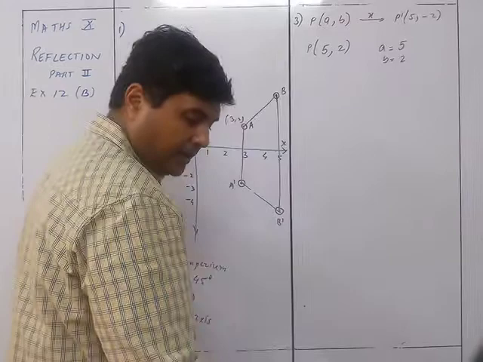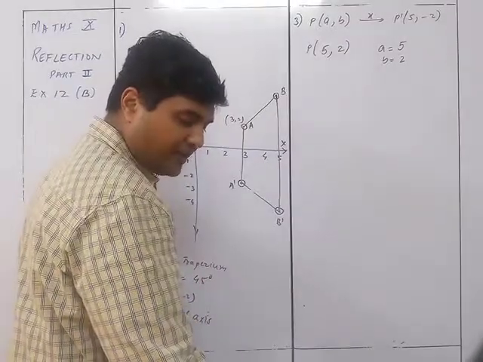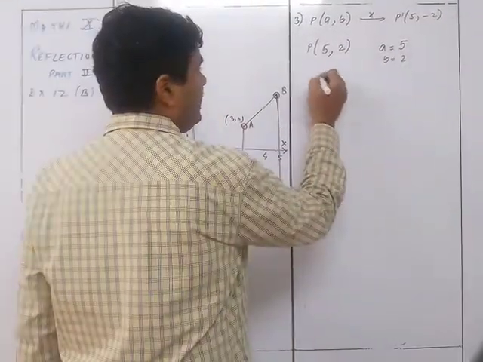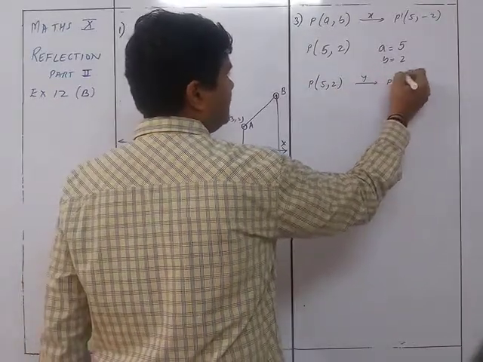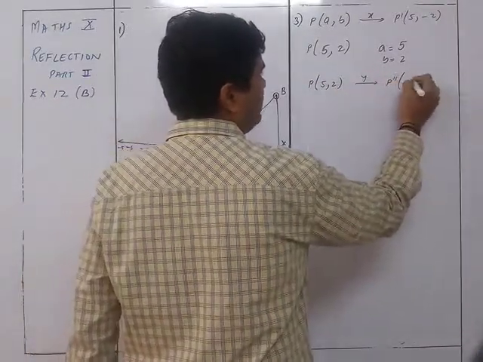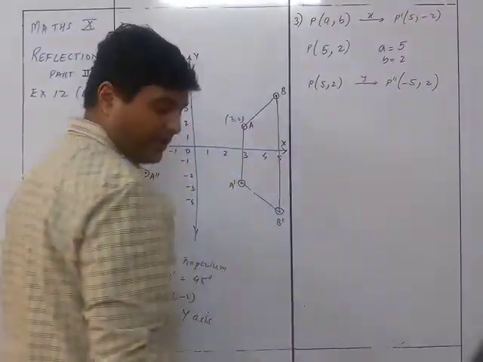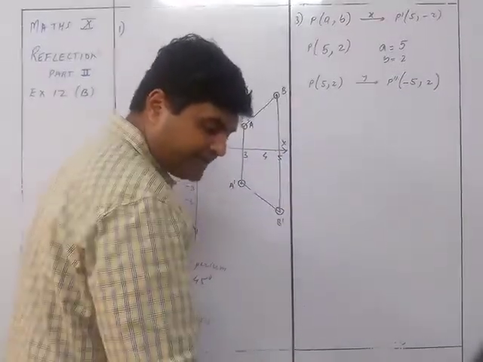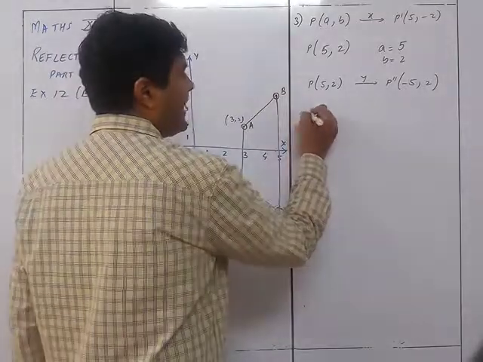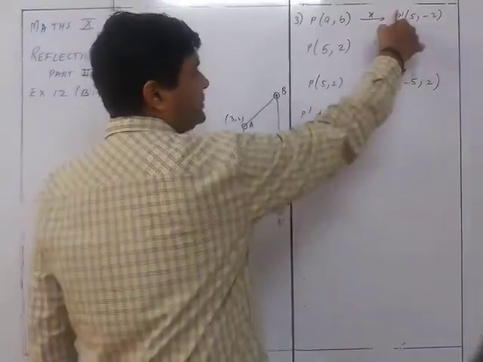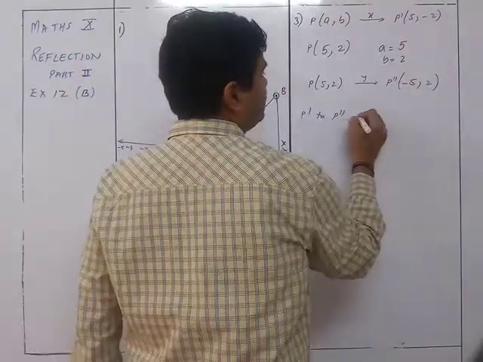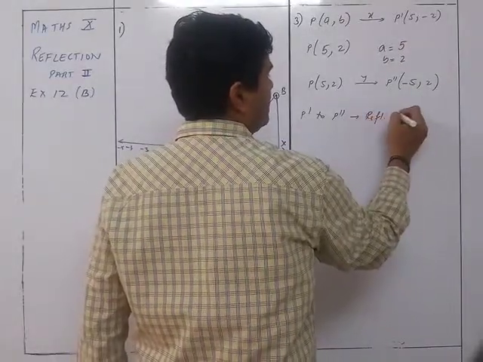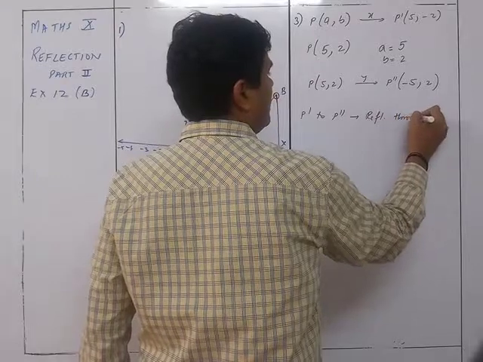Next thing is P dash is the reflection of P reflected by the y-axis. So we have P (5, 2) reflected by the y-axis to P dash dash, where y will not change, so it will be (-5, 2). And finally, the transformation from P dash to P dash dash: you can see both the signs changed. So it is reflection through the origin.